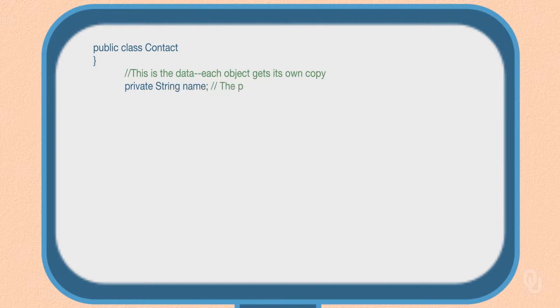Here's the code. Public class Contact. Now, this is the data. Each object is going to get its own copy. Private String name. Private int phoneNumber.